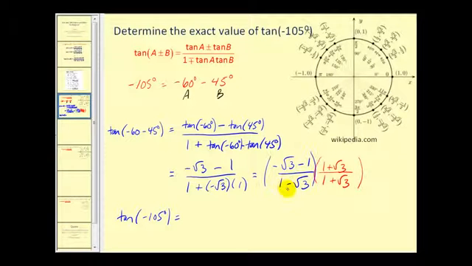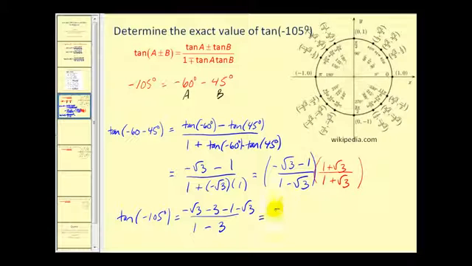Let's start by multiplying the denominator together. These are conjugates, so we'll have 1, and then we'll have plus square root 3 minus square root 3, that's 0, and then negative square root 3 times positive square root 3 would be minus 3. In the numerator, we're going to have a negative square root 3 minus 3 minus 1, and then minus square root 3.